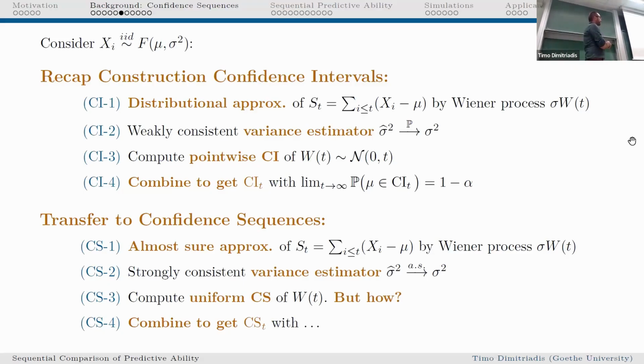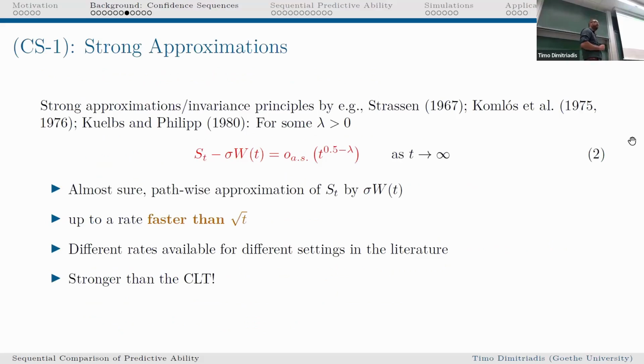Again, we need almost sure convergence. Then, instead of computing a pointwise confidence interval for the Wiener process, we now need a time-uniform confidence sequence for the Wiener process. But how do we do that? I'll tell you in a second. And then we have to put everything together, and I'm also a bit vague on how we do that. All right. So first of all, I would like to tell you a bit about these strong approximations.